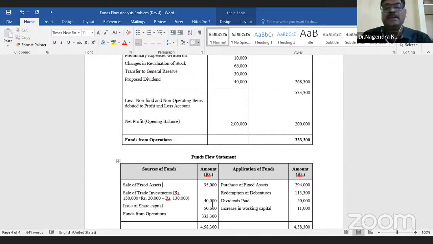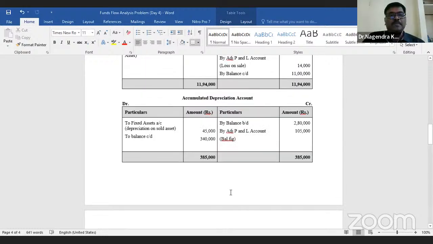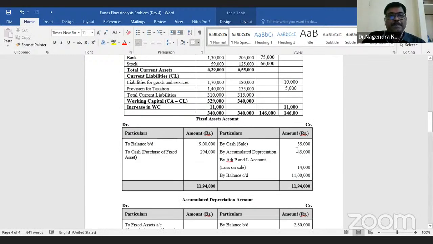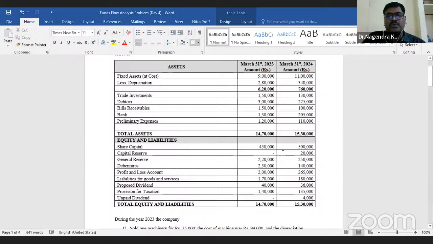We prepared a statement for the trade investments. There we can see that we sold the investments for 40,000 rupees. That 20,000 rupees has been transferred to capital. In addition to this, when you look at the share capital composition, the share capital has also increased during the year.